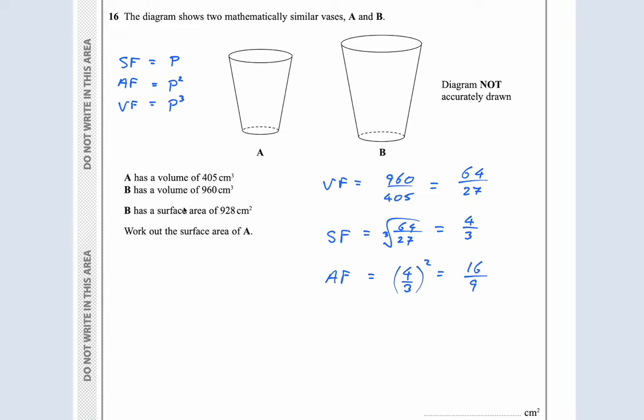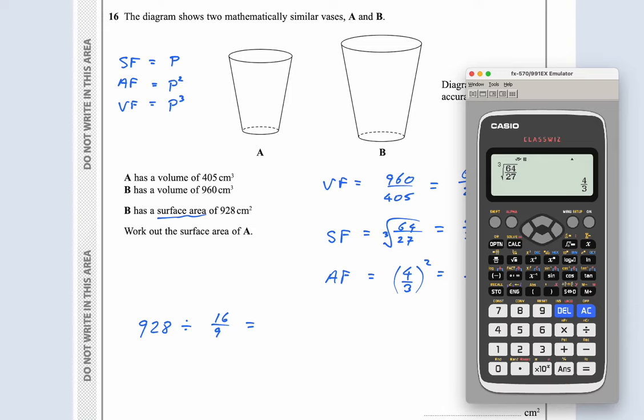Then, if we're talking about area, like surface area, I care about the area factor. So B has obviously a bigger area than A, so I just need to do 928 divided by the area factor, which is 16 over 9. So this will give me the answer. 928 divided by, I'll write it properly like this, 16 over 9.